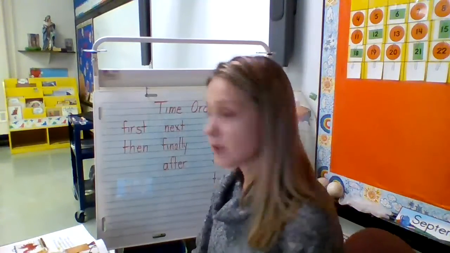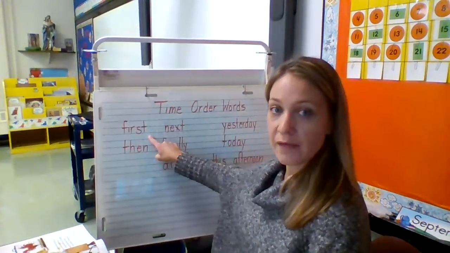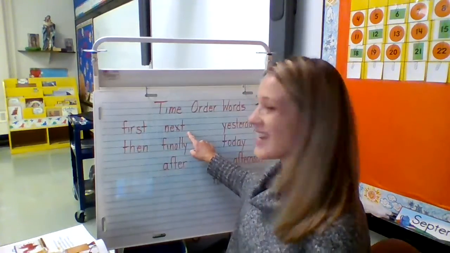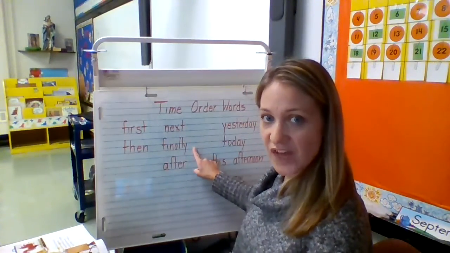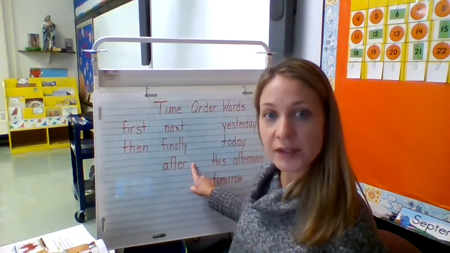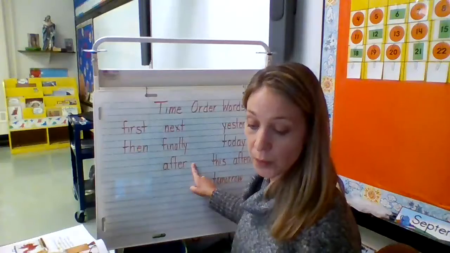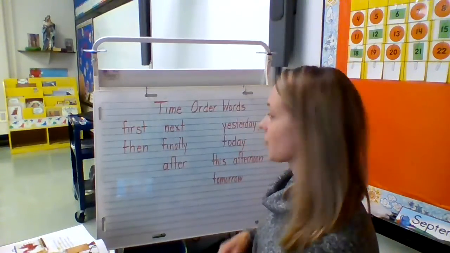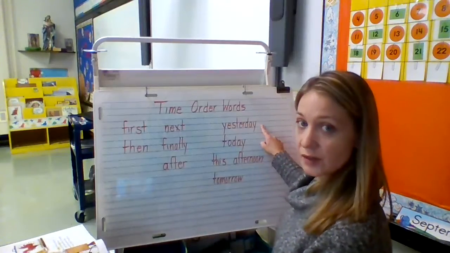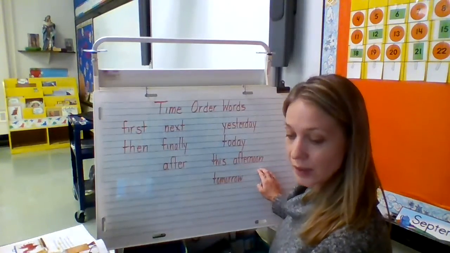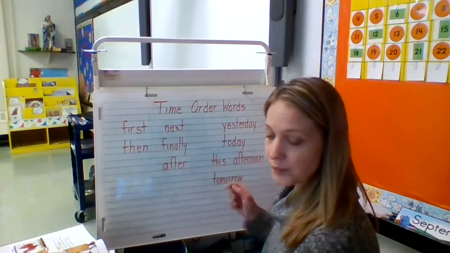So let's take a look at some words here. We have first, then, next, finally, and after. These are examples of some time order words. More examples of time order words would be yesterday, today, this afternoon, and tomorrow.